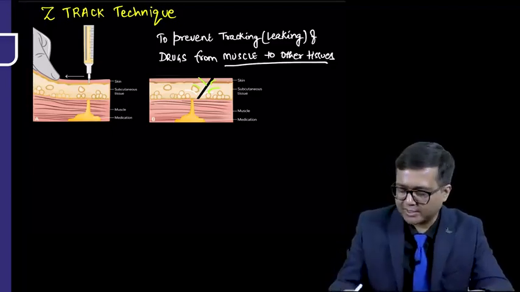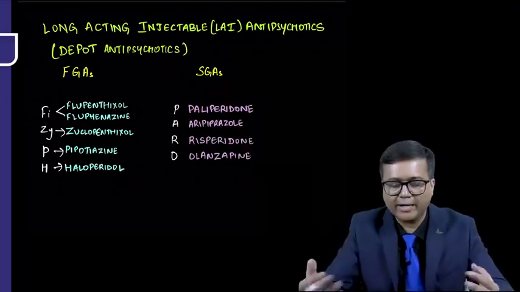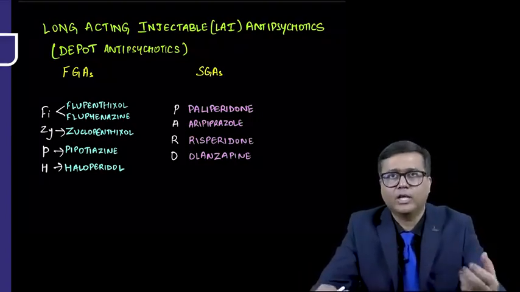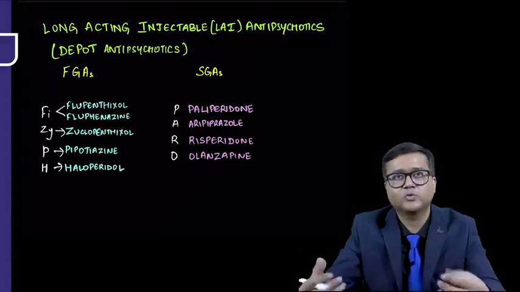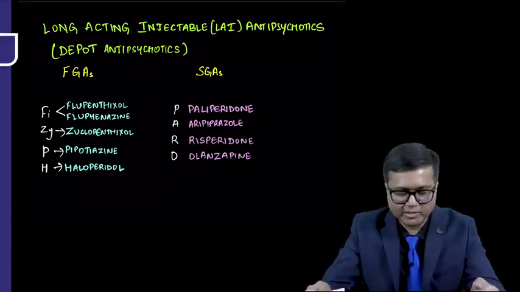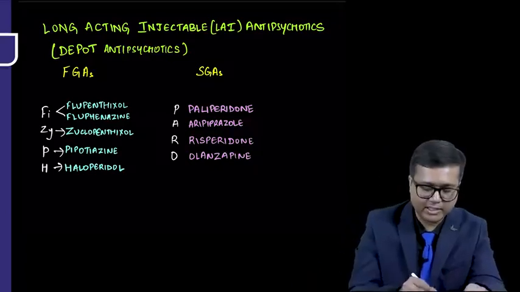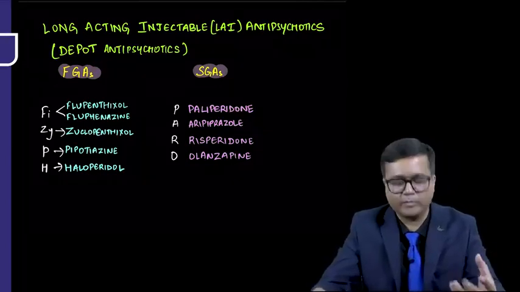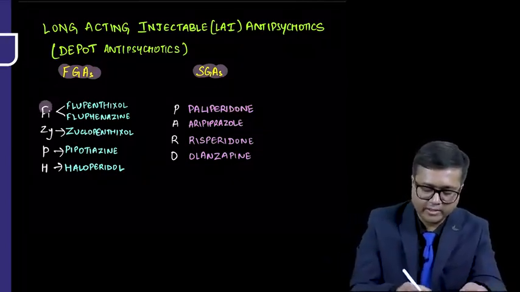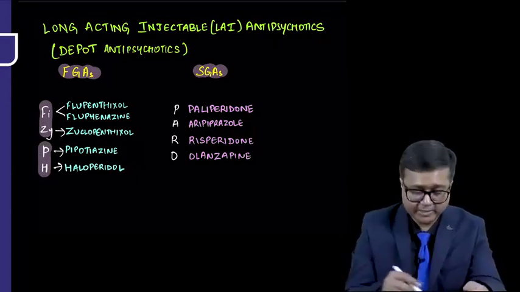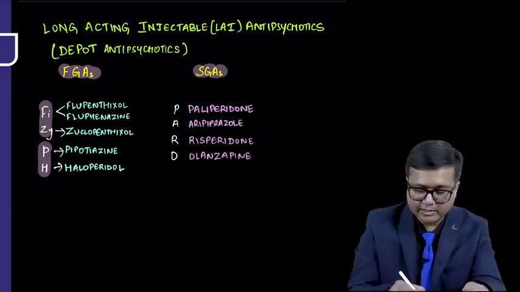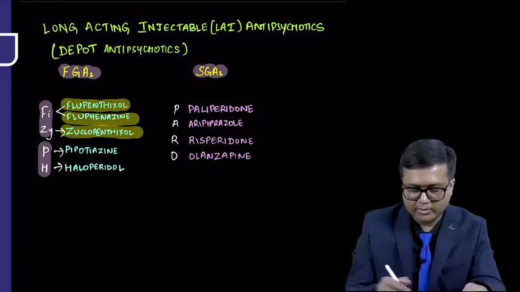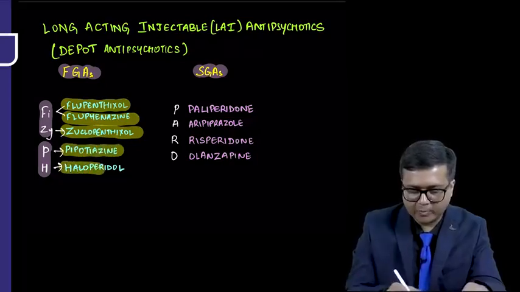And where do we use this Z-track technique? To give long-acting injectable antipsychotics, or the depot antipsychotics. Now let us discuss some of the medications which are available as depot preparations, both first generation as well as second generation antipsychotics. You can remember them with a mnemonic. For first generation antipsychotics, Fizzy PH. These include flupentixol, fluphenazine, zuclopentixol, pipotiazine, and haloperidol.